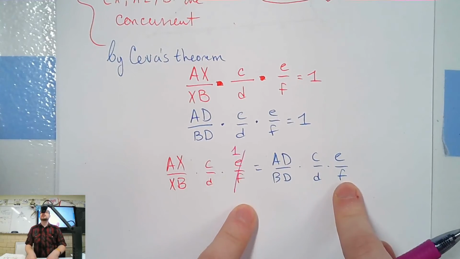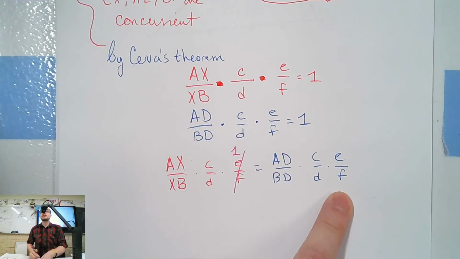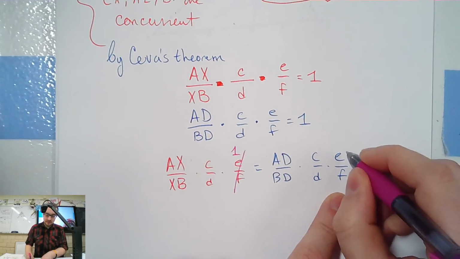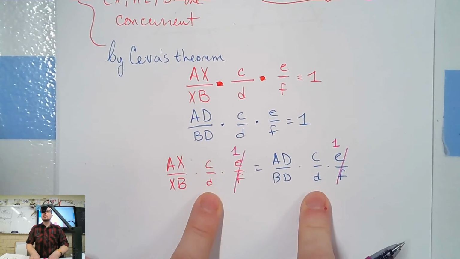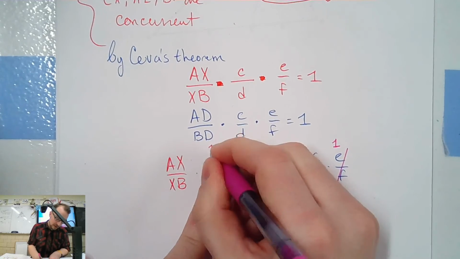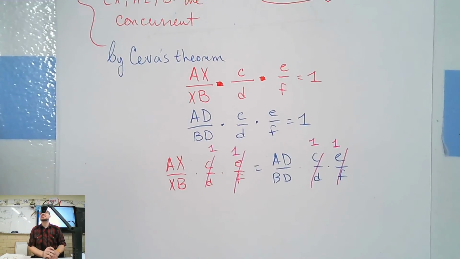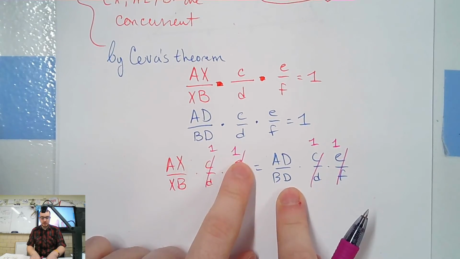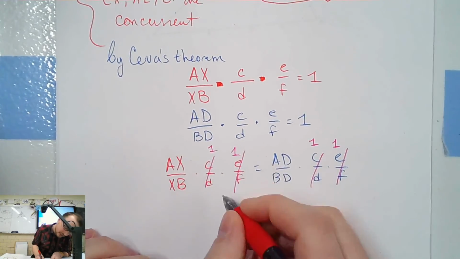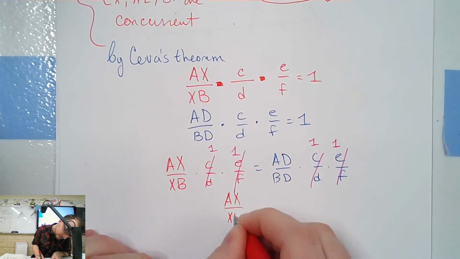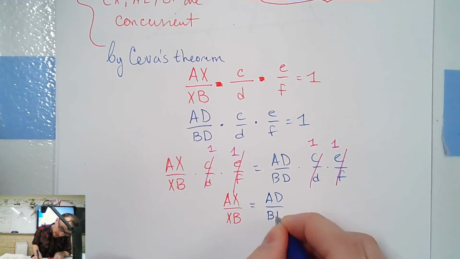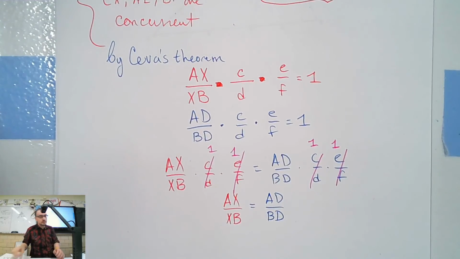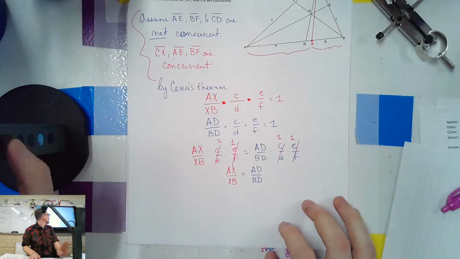Now I got to do it to this side too. Oh, look, there's already an EF there. So when I divide that by EF, what do I get? 1. When I divide both sides by CD, what do I get? 1 for both, right? It's nice when they're on both sides, right? And so I get this times 1 times 1 equals this times 1 times 1. So that means AX over XB equals AD over BD. Now let's look and see what that means. You guys cool with this so far?